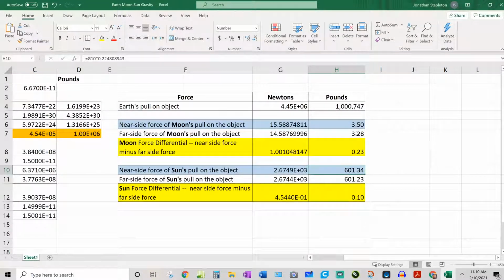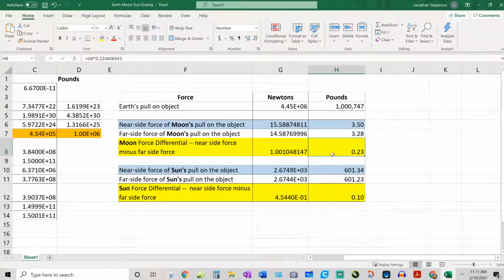The important thing, though, is the difference. If I find the difference between the moon's pull on the near side and the far side, it's almost 1/4 pound. If you do the same for the sun, it's only 1/10 pound. So this is the spaghettifying force. It's the difference between the pull on the close side and the pull on the far side. That's the force that's kind of ripping the Earth apart and causing the water to get pulled to the different sides.